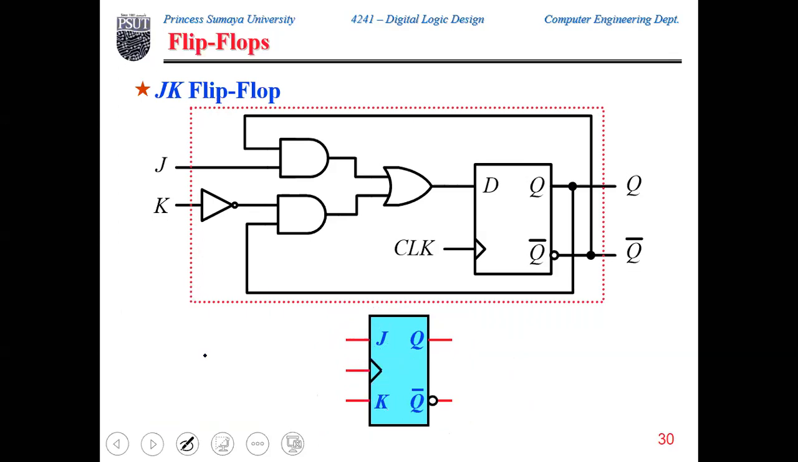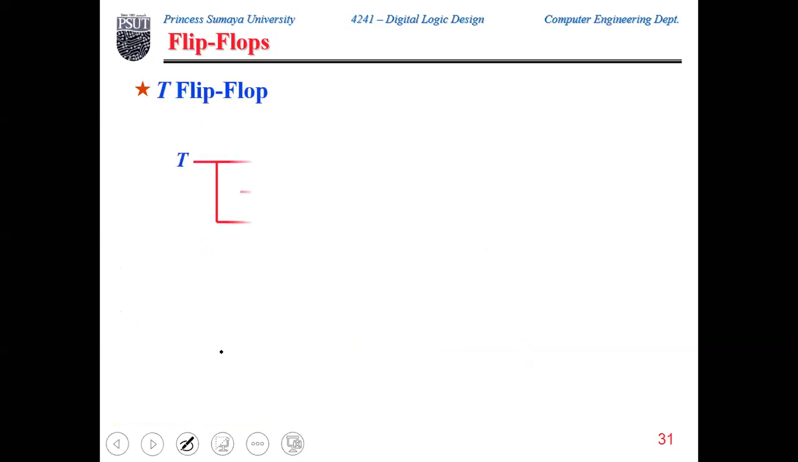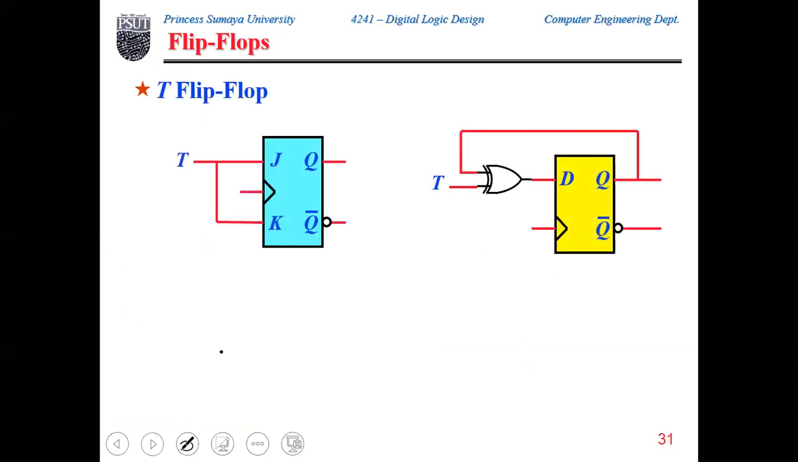However, we may have the flip-flop be negative edge triggered if there is a bubble here. So this flip-flop is enabled when there is a falling edge. We should be familiar with this convention. A bubble at the clock input implies negative edge triggered, while if there is no bubble, then it is positive edge triggered.